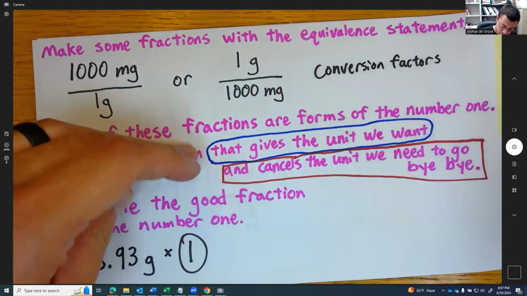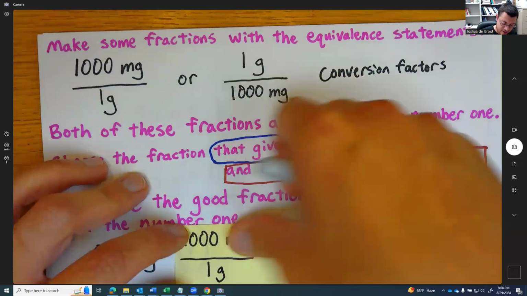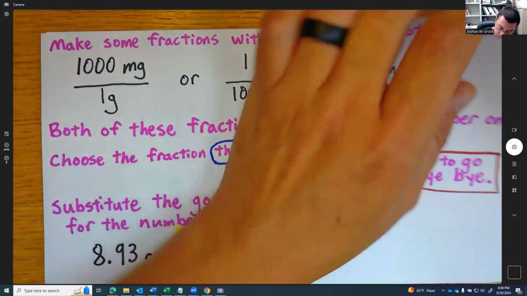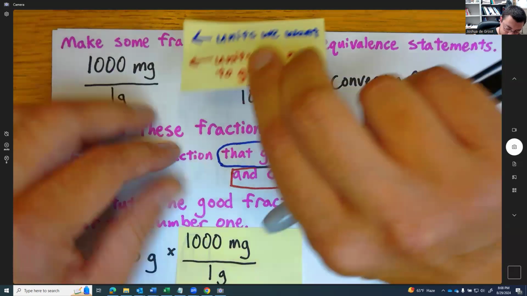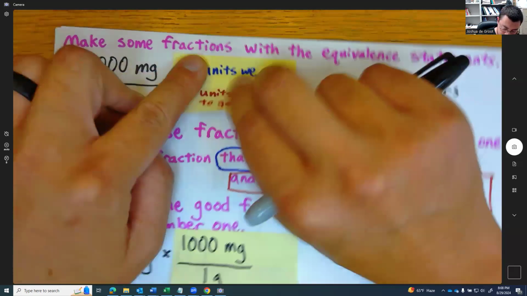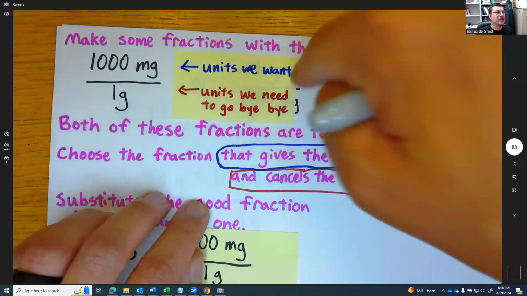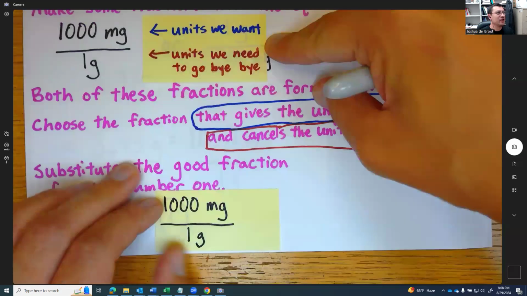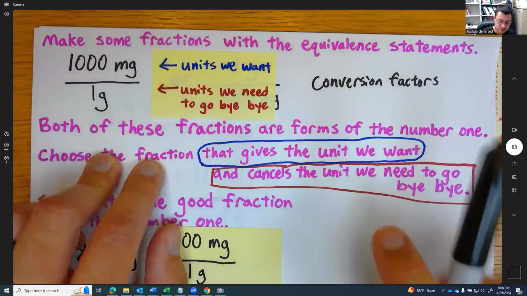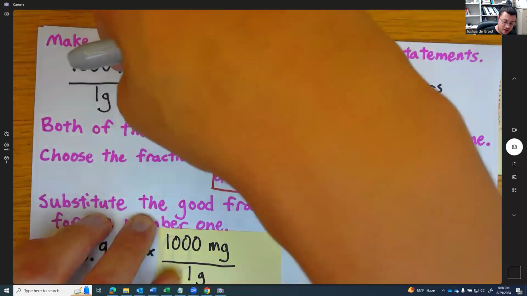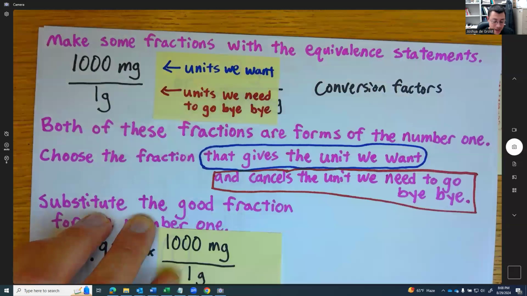Oops. Oh, I was going to do that. Whatever. Sorry for this little tangent. I just want to really make sure that fraction, you take it out of your notes. Take it out of your notes, cross it out, cover it, whatever. That's the units we want. Those are the units we need to go by.